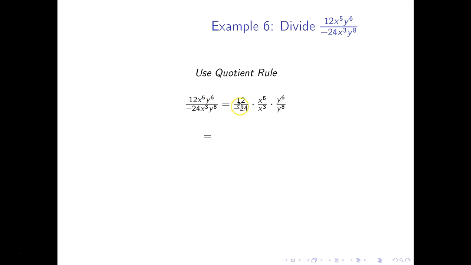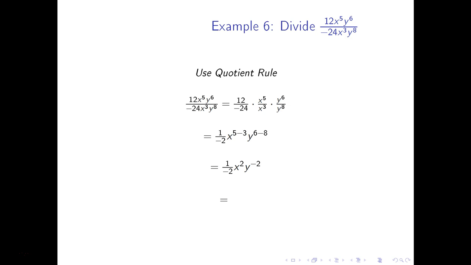So first and foremost, what is 12 divided by negative 24? Hopefully you're thinking that's negative 1/2 or 1 over negative 2, however you want to do it. So as we do that, we can do the same thing with the quotient rule for these two. So I have each of these. What is x? What's 5 minus 3? 2. What's 6 minus 8? It's negative 2. So I should get something that looks like this.